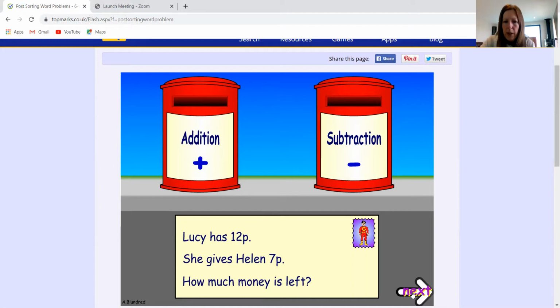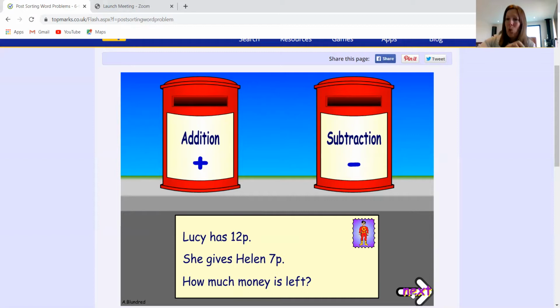Lucy has 12 pence. She gives Helen 7 pence. So she's giving some away. Okay, so she's got 12, but she's giving 7 pence away. How much money is left? So how much does Lucy have left? So some of it is being given away. So does that mean we're adding or we're taking away? Which one do we need to post that one into? Yes, you're right, it's the taking away one, isn't it?